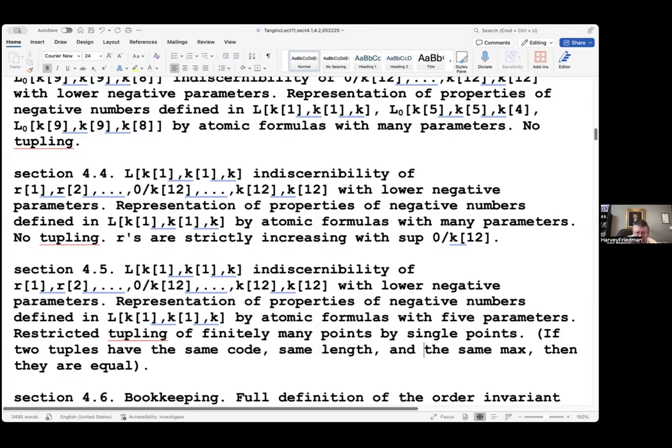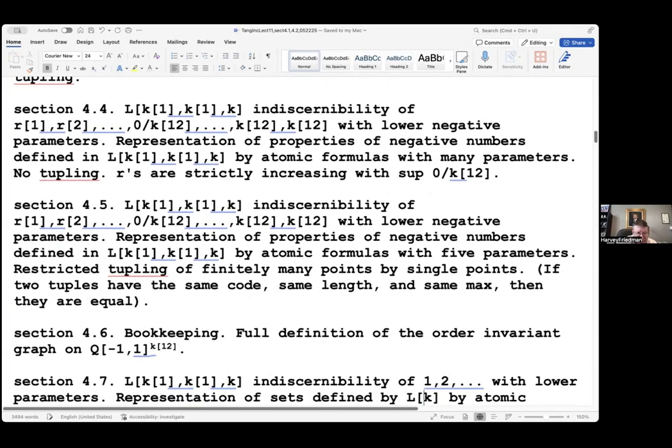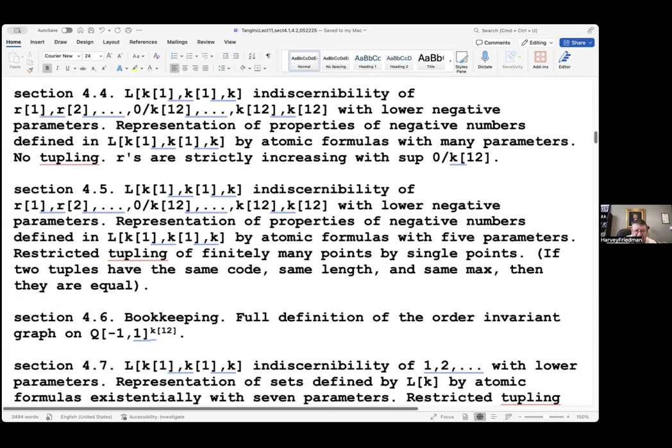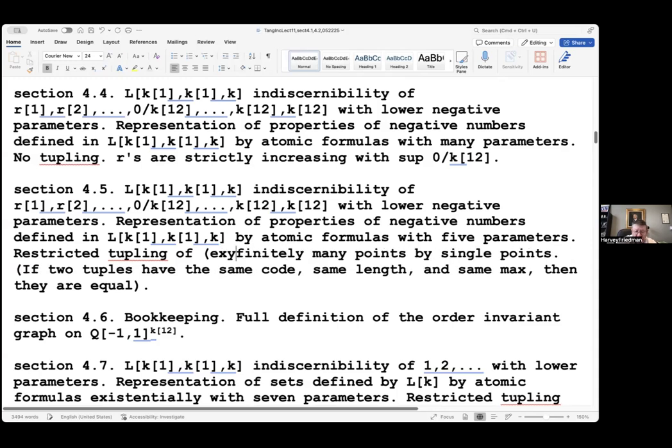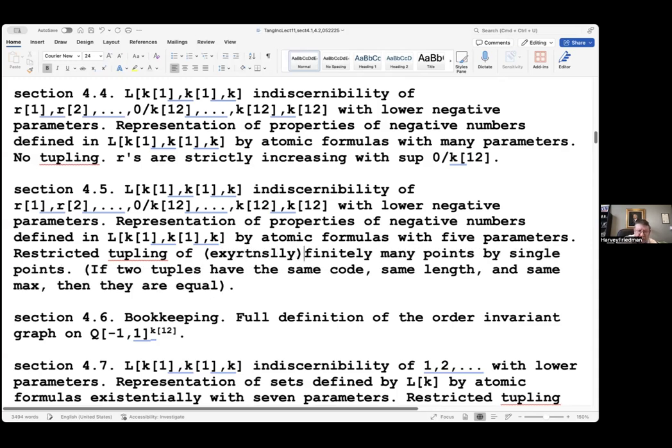I think. Yeah, double check that. Okay, same length and same max. Then they're equal. So that's a restricted kind of tupling. In other words, it's not just a matter of how I handle pairs, I think you have to say more here. It's important that this be external.